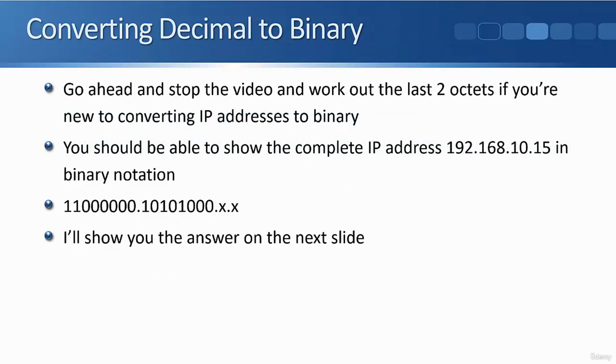What I want you to do now is to stop the video and work out the last 2 octets yourself. So convert 10.15 into binary. And when you've done this, I want you to give me the entire IP address in binary notation. So your output will be 11000000 dot 10101000 dot, and then the next octet in binary, and then another dot, and then the final octet in binary. Go ahead, stop the video now, and we'll check your answer in a second.